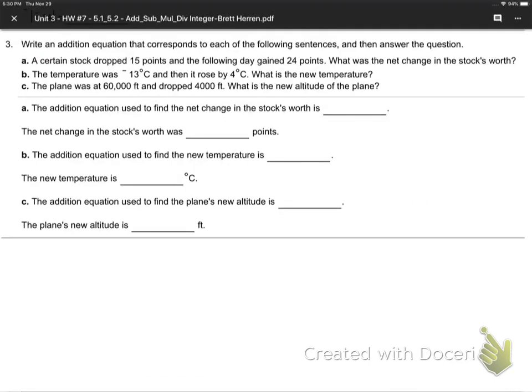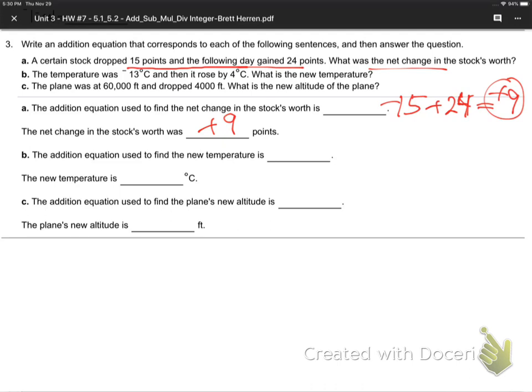Okay, here we are, number 3. A certain stock dropped 15 points, and the following day gained 24. What's the net change? It dropped 15, so that's negative, gained 24. So what's the result of that? 24 minus 15, what's that? Up 9. It's up 9 overall. If it went down 15 and up 24, it's up 9.